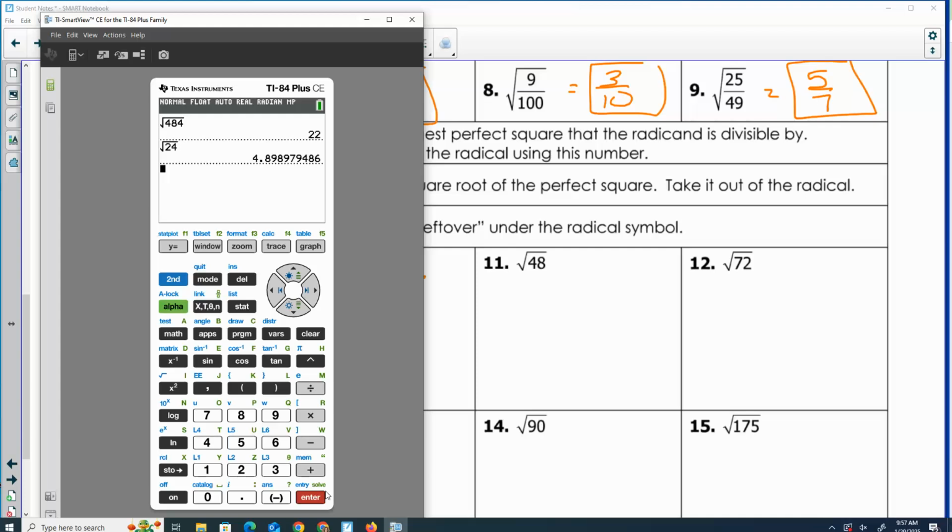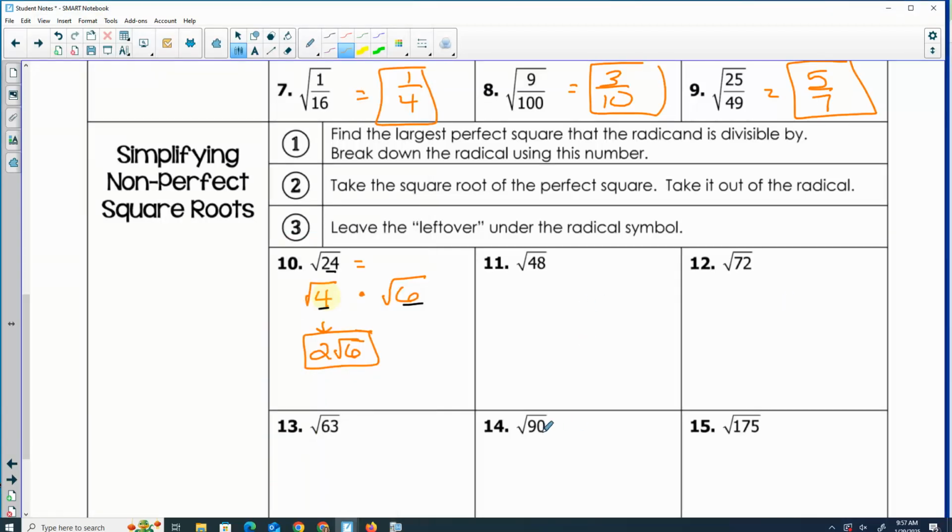And it's going to give us this lovely decimal. And then I want you to type in 2 square root of 6. Did we get the same decimal equivalent both times? Yeah. So we can tell those are equivalent. This is just reduced more because we broke down any perfect squares that we could.